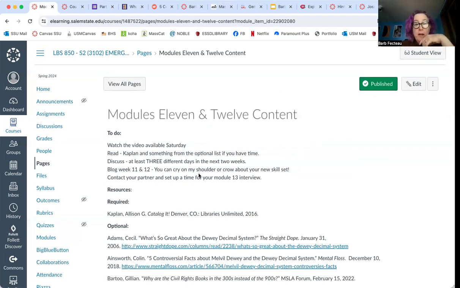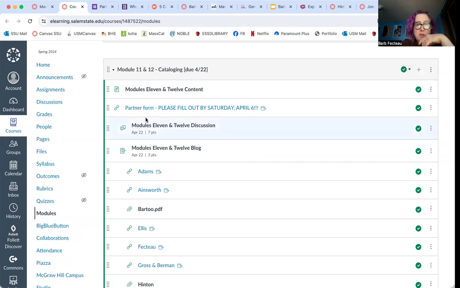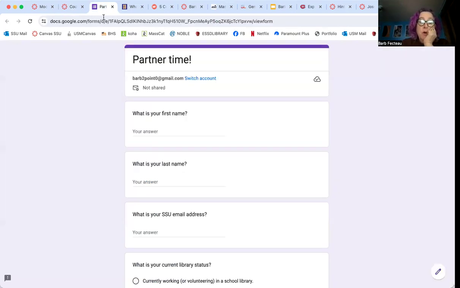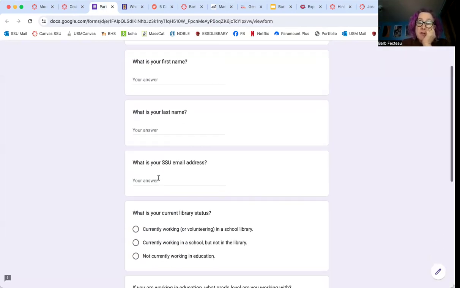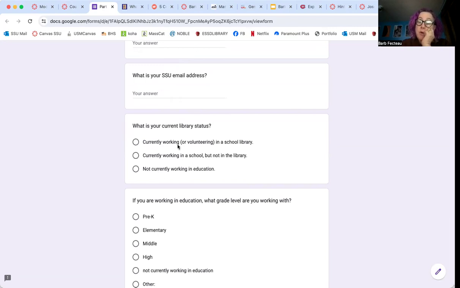A couple of things I want to point out: if you look in the module, there is a partner form for week 13 and 14. 13 for sure. 14, you can decide if you want to stick with your partner or just do it on your own. So for week 13, you're going to be looking at an OPAC, which is an online public access catalog, but not everybody has access to one of those. So what I'm going to have you do is fill out this form, your first name, your last name, your SSU mailing address, and then where you are.